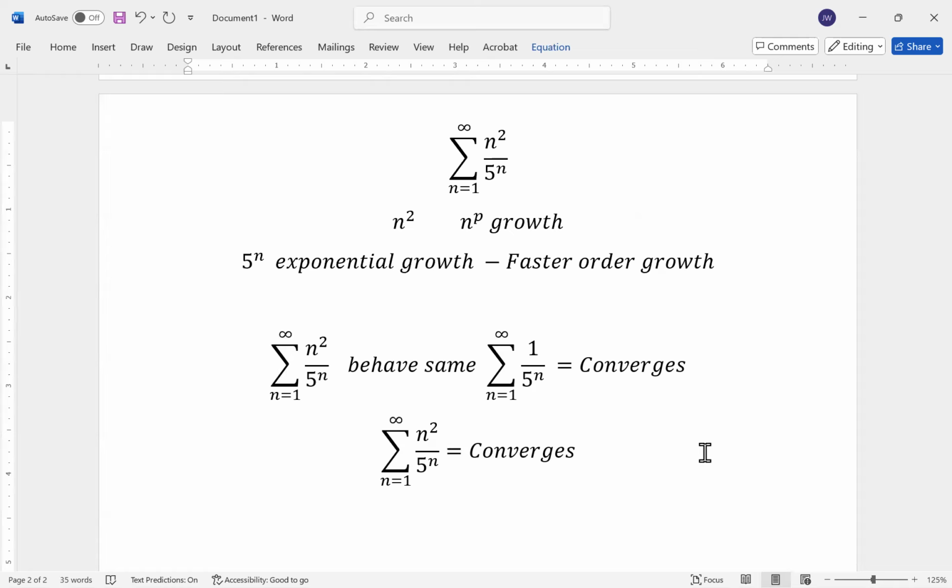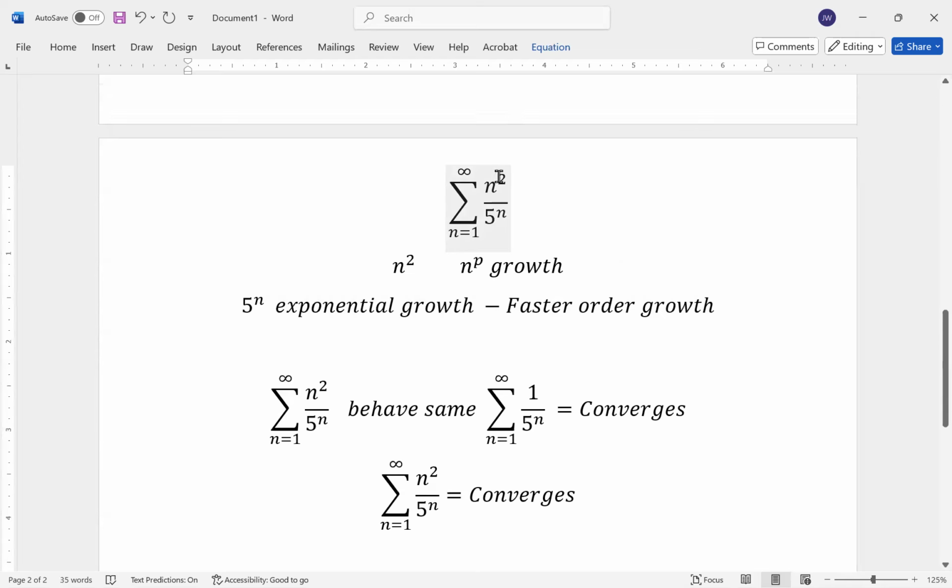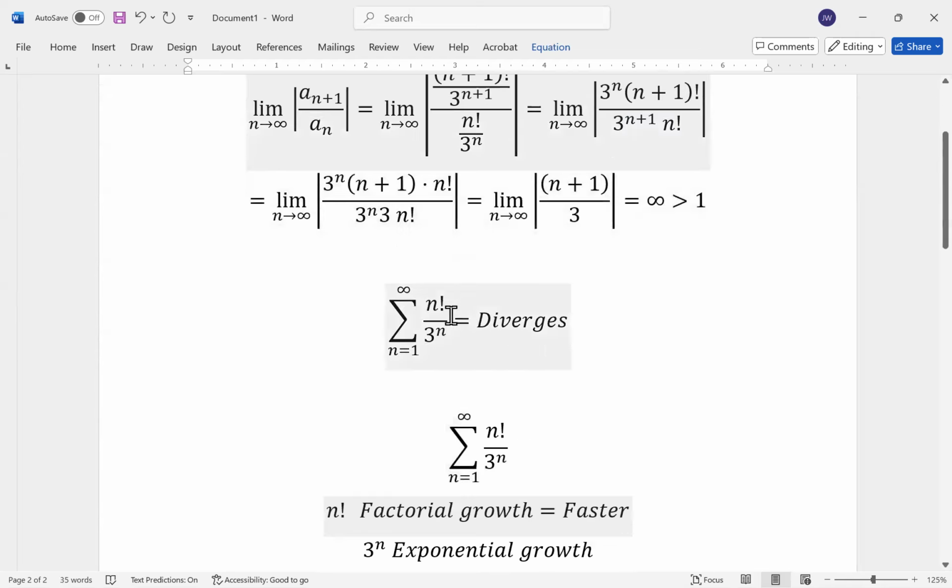And therefore, if the fastest order of growth is in the denominator, then these terms are going to go to zero really fast. If, like in this case, the fastest order of growth was in the numerator, then the terms are going to go off to infinity.